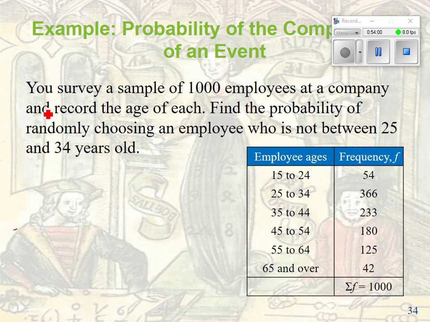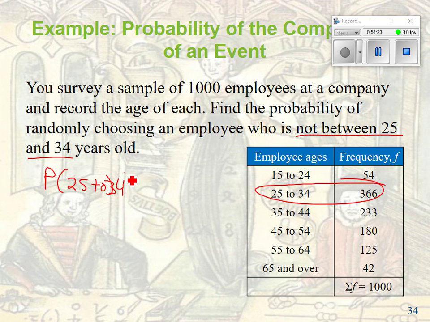You survey 1,000 employees in a company and report the age of each. Find the probability of randomly choosing an employee who is not between 25 and 34. Well, we look down here. The probability that they are between 25 and 34 is 366 out of 1,000. Do we really have to go through and add up all the rest of these?